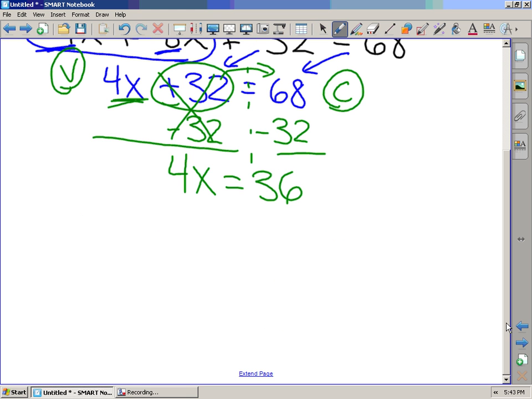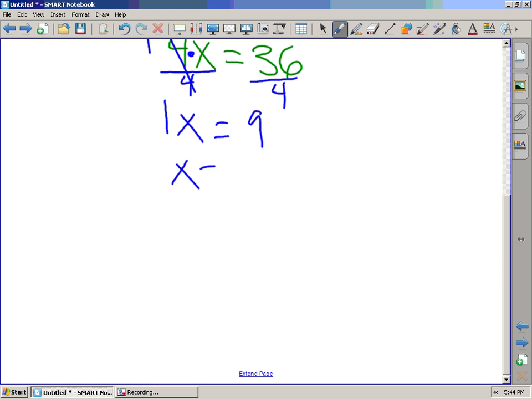Now the 4 is what is keeping the x from being alone. The operation going on between the 4 and the x is multiplication. The inverse operation of multiplication is division, so we're going to divide each side by the number that is keeping the x from being alone. On this side, 4 divided by 4 is equal to 1, so we're left with 1x. 36 divided by 4, we get 9.